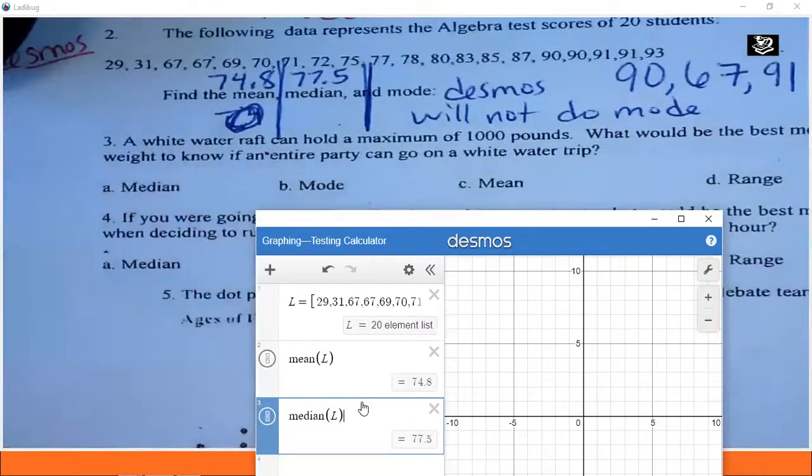This one has 3 modes, okay? That is possible. You can have more than 1 mode, okay? So 90, 67, and 91 are all the modes, okay?